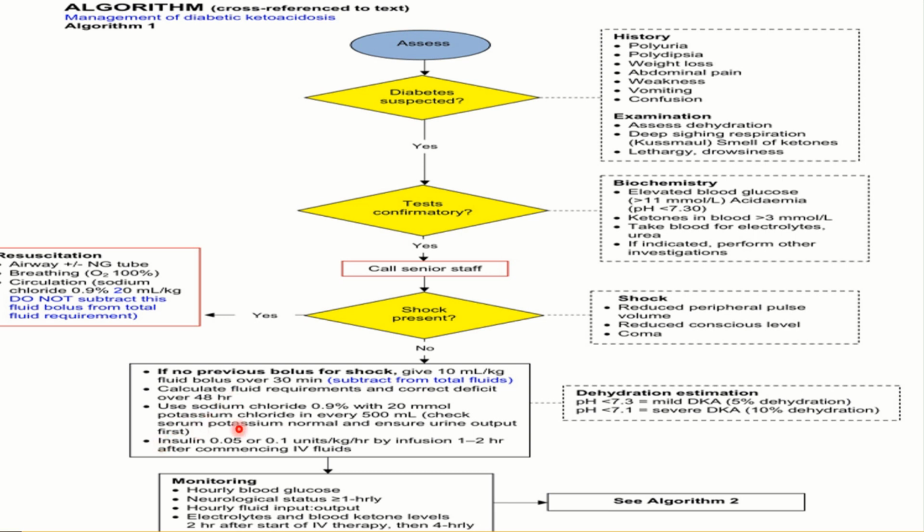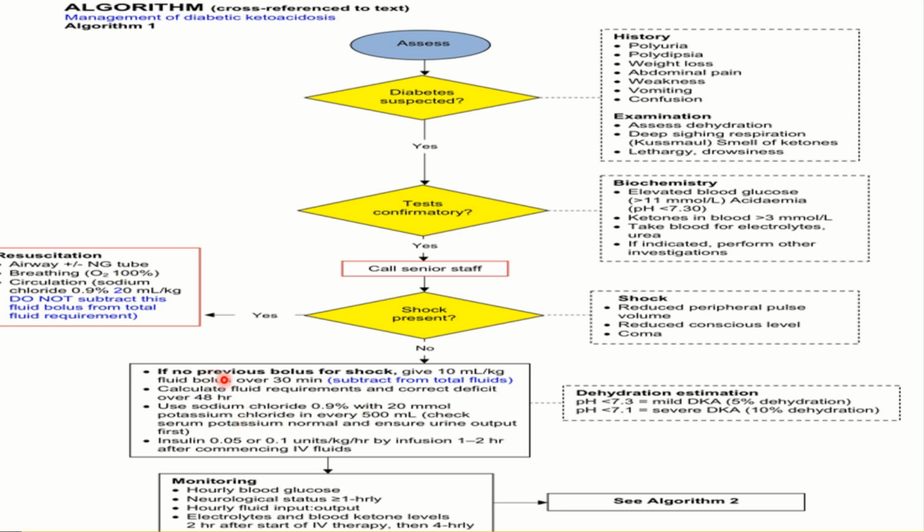And then, okay, you have given the fluid. Now what else will you give? Since we have learned that insulin also causes hypokalemia, we don't want the patient to go into hypokalemic shock, so we give 20 millimole of potassium for every 500 ml of fluid. So if you are giving 1000 ml of fluid, you'll give 40 millimole of potassium.